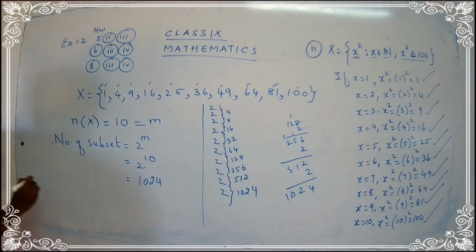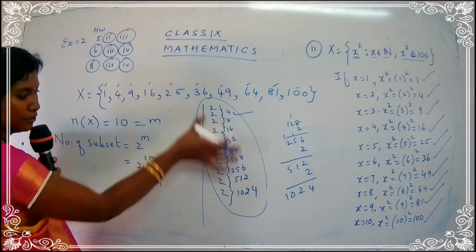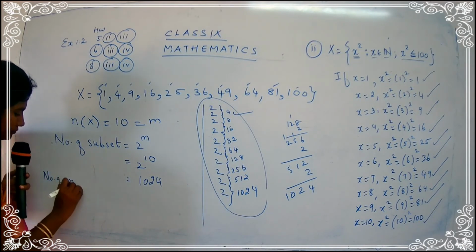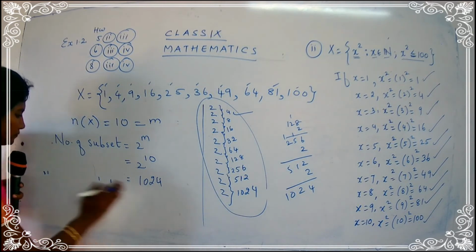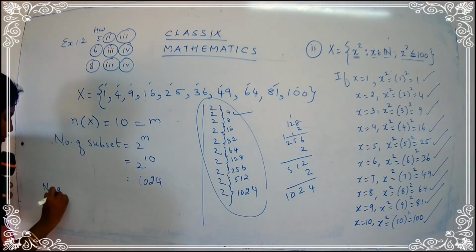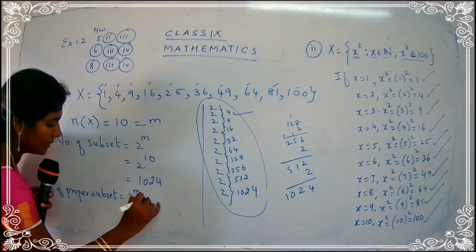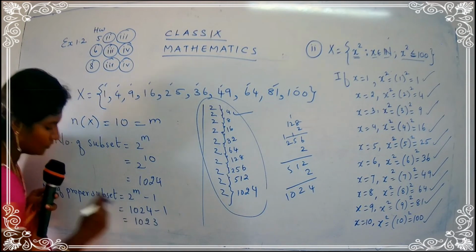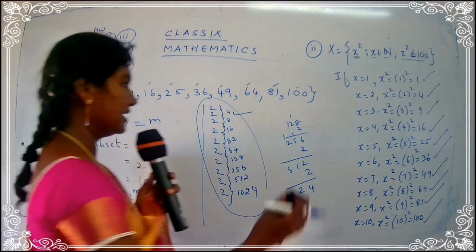You have to find the number of proper subsets. You have to show this in your rough column. Okay, children? You have to show the multiplication. Next one, number of proper subsets is equal to 2 raised to m minus 1. 1024 minus 1 is 1023. You get the answer 1023. So you have to write it in the final step.